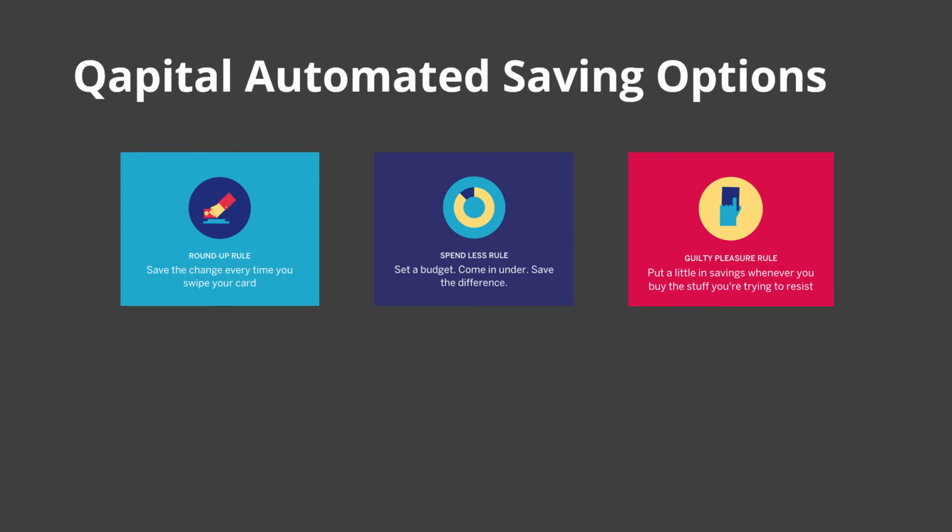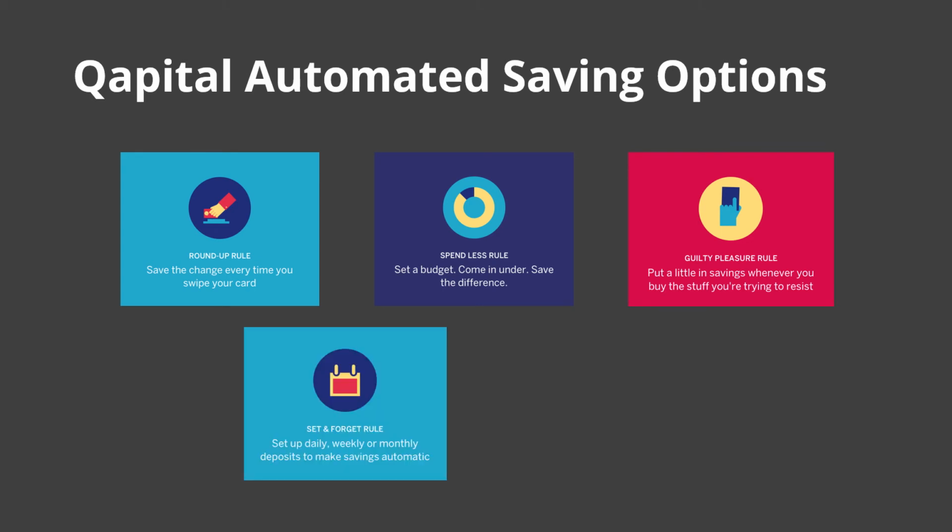The fourth option is the set it and forget it rule. This one is just to pick a specific amount that you want to save every week or every month or whatever, and it's just going to automatically move that much money from your checking to your Qapital savings. So you can set it, I just want to automatically, no matter what, save $25 and move it over from my checking to my savings, and it'll do that automatically.